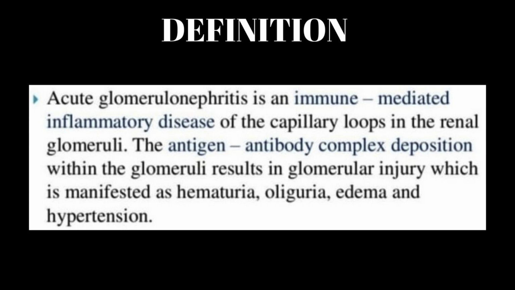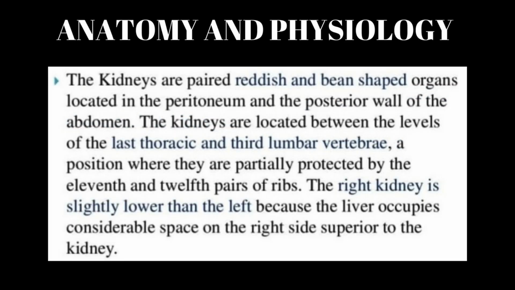Acute glomerulonephritis is an immune-mediated inflammatory disease of the capillary loops in the renal glomeruli. The antigen-antibody complex decomposition within the glomeruli results in glomerular injury, which is manifested as hematuria, oliguria, edema, and hypertension. After that, we will talk about anatomy and physiology.